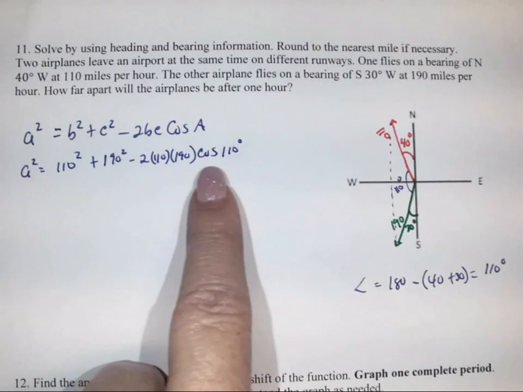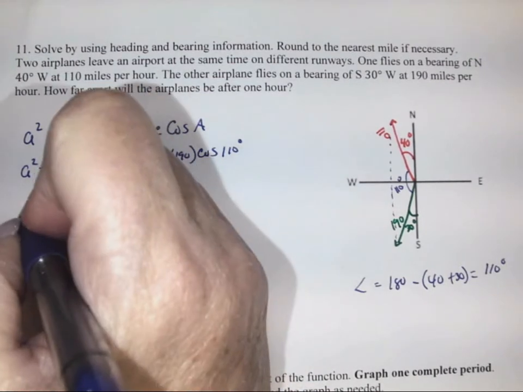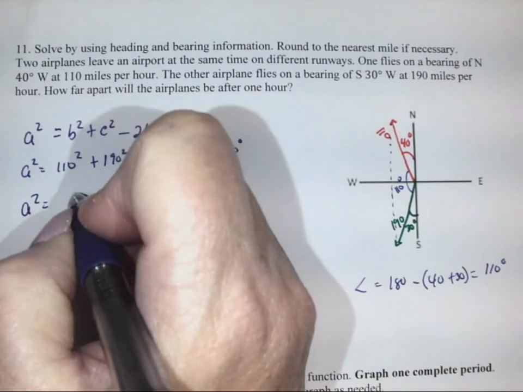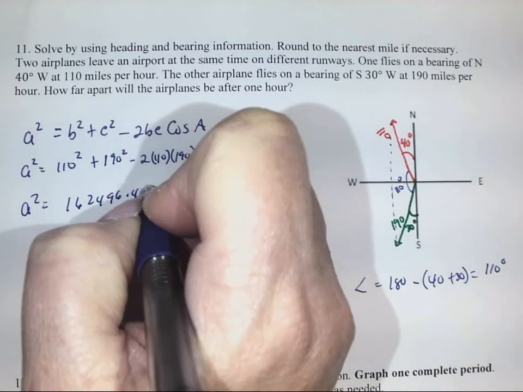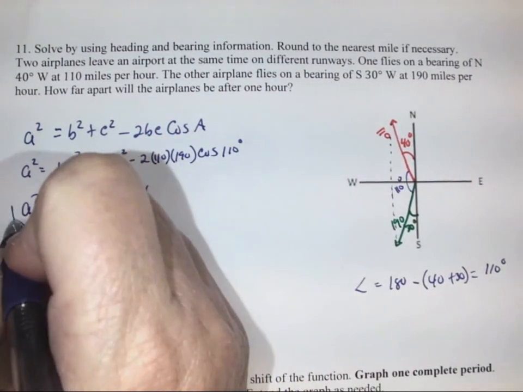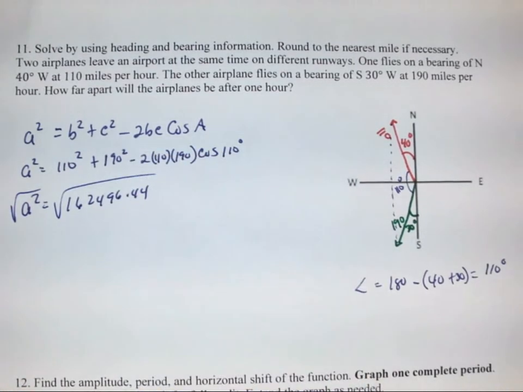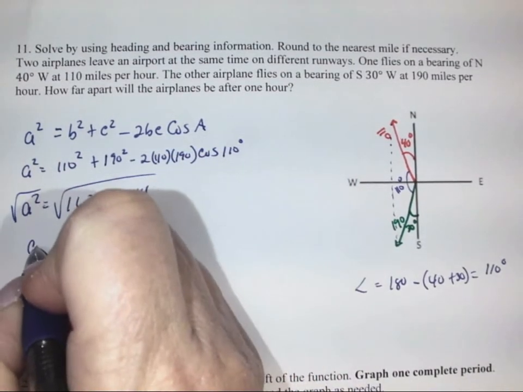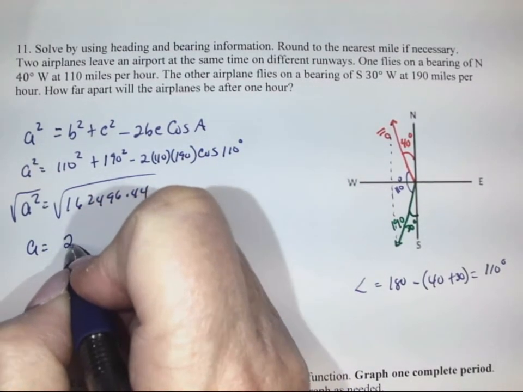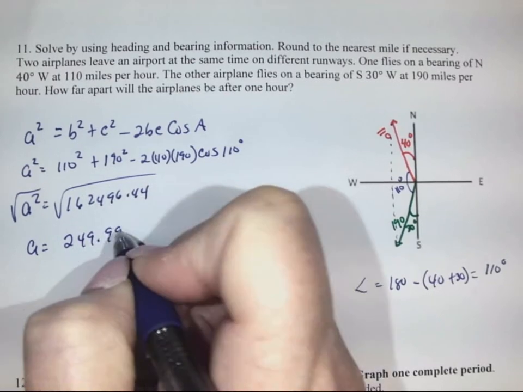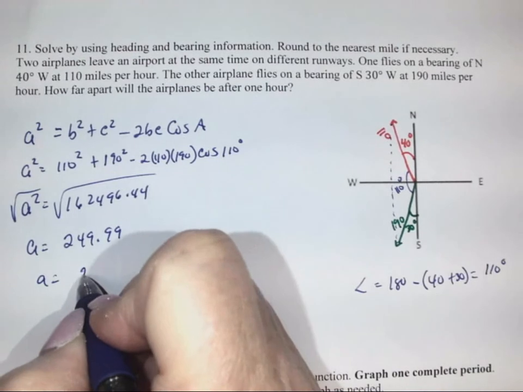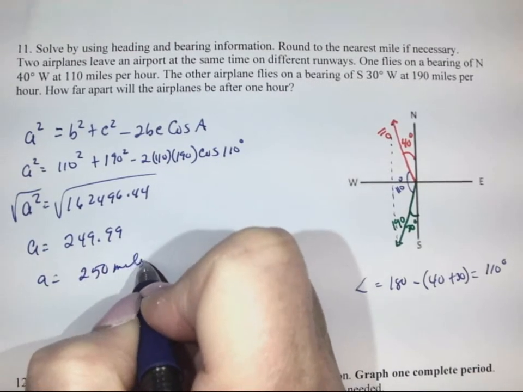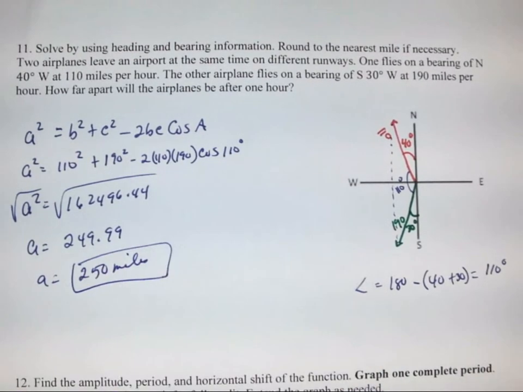We'll put all of that into a calculator, and we get a squared is equal to 162496.44, and we'll take the square root of both sides. Again, you can do the second answer in your calculator. A would be equal to 249.99, and rounded to the nearest mile will be 250 miles. And that would be your answer.